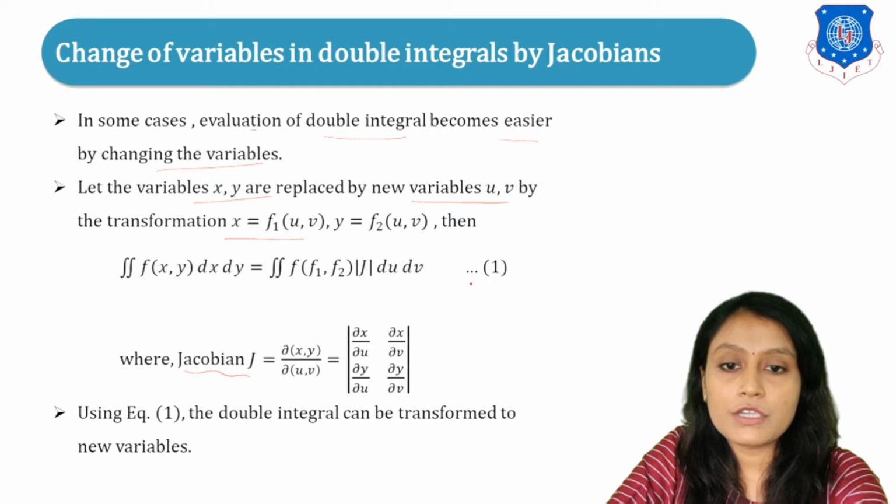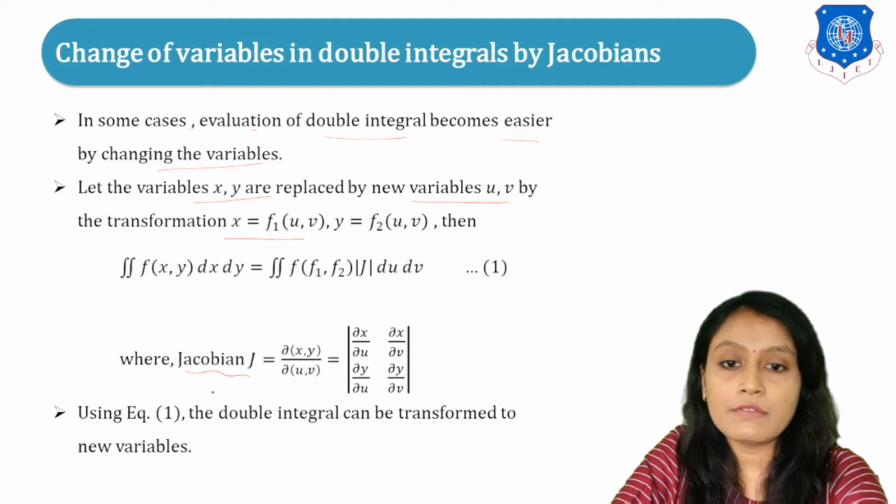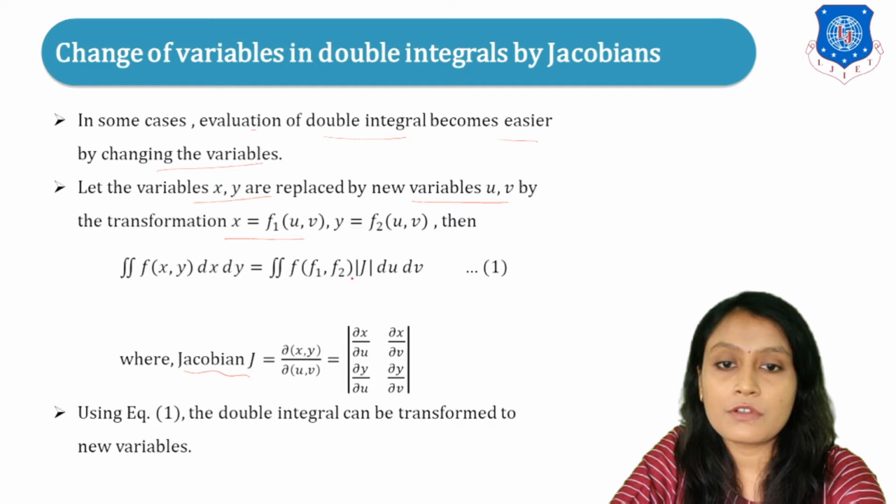Now using this equation number 1, the double integration can be transformed to the new variables. So suppose we have x as a function of uv and y as a function of uv, then we will first find this Jacobian. We have to substitute this Jacobian and write x and y in terms of u and v, and evaluate the integration in the new variables.